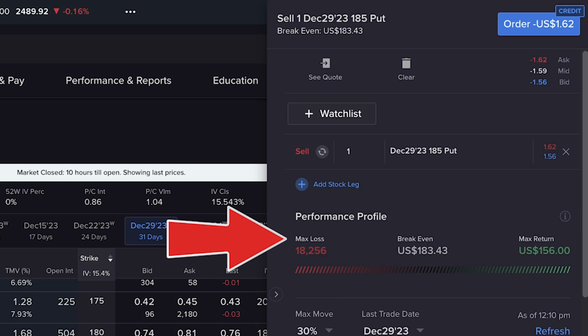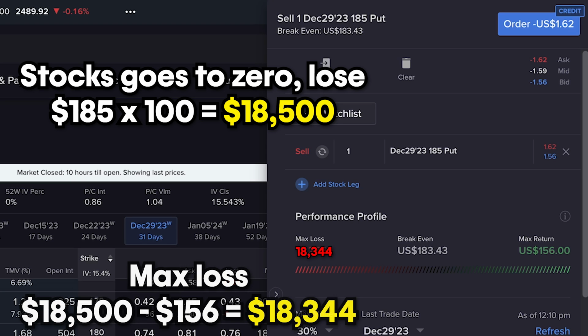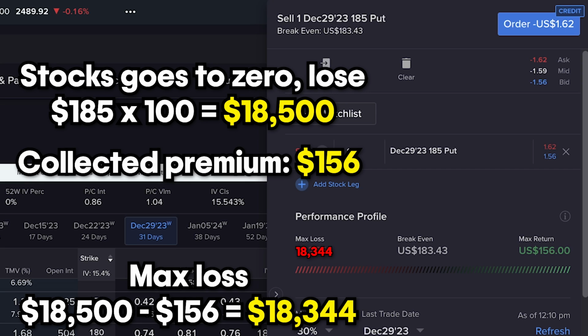As for the max loss, the number is not updated. Instead, it should be $18,344 instead. That's because if you bought 100 shares at $185 and the stock goes all the way to zero, you will lose $18,500, right? But because you also collected a premium of $156, this will help to offset some of your losses, making it $18,344.